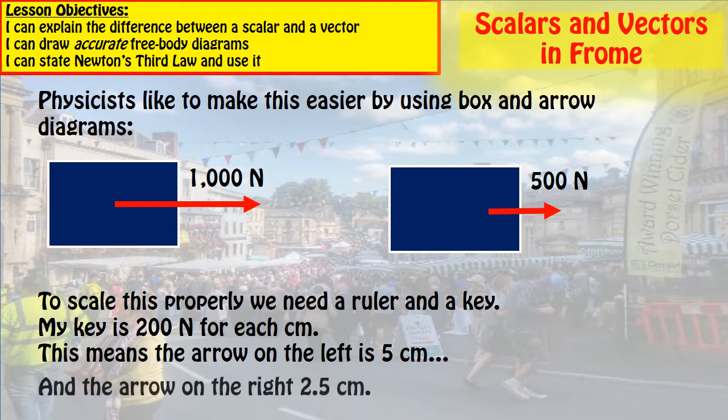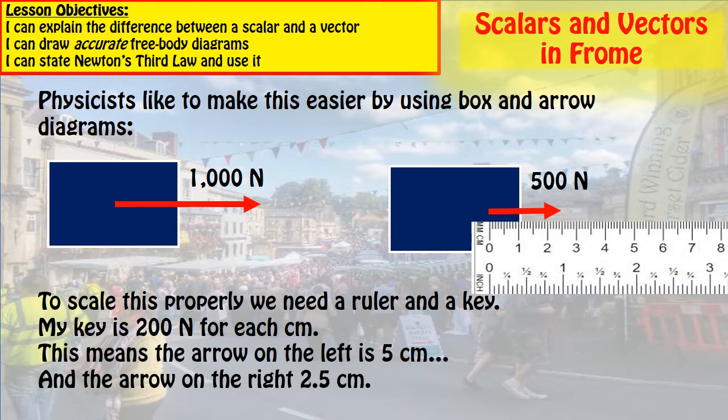And if we look at the one on the right, then we get to 2.5 centimetres. So every centimetre is 200. The first one's 200, second one takes us to 400, and then half a centimetre is 100, which gives us 500 altogether.